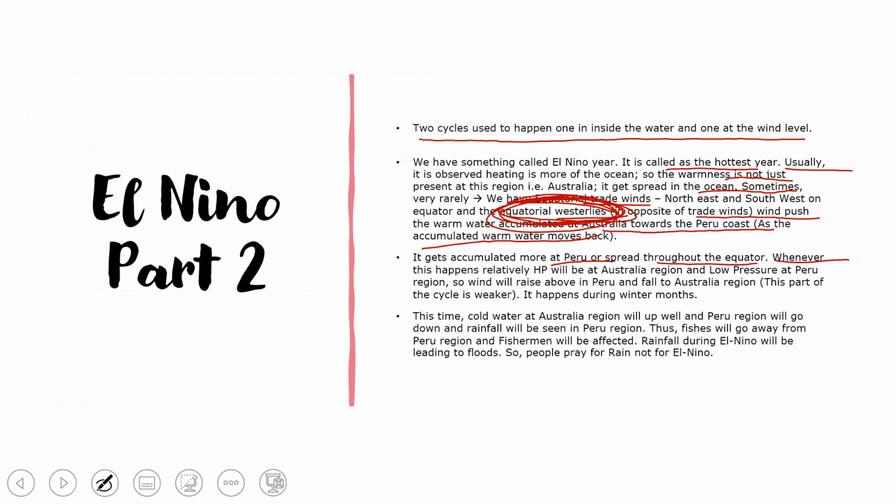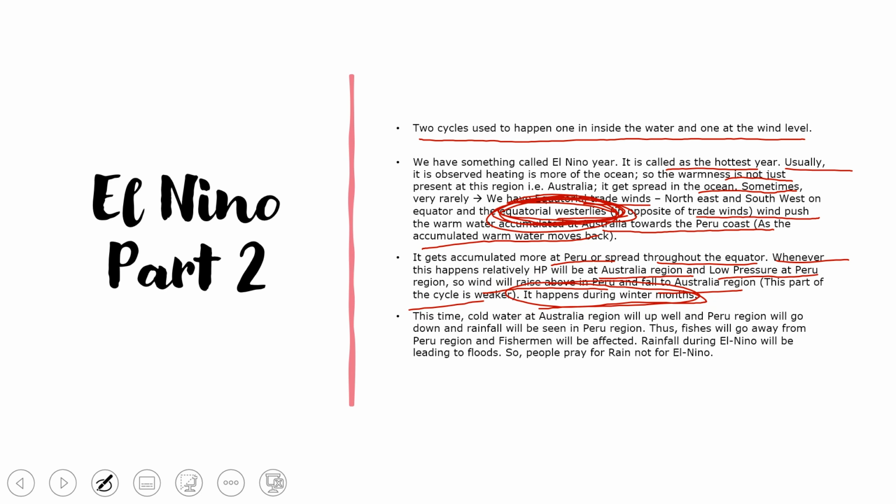So whenever this happens, relatively high pressure will be at the Australia region and low pressure at Peru, compared with the previous year. But if we compare Australia with the Africa region, Australia will be at low pressure. Comparing with the normal year, this low pressure will be less. That is, the pressure gradient force will be less. So wind will rise above in Peru and fall at the Australia region. This part of the cycle is weaker and it happens during the winter months.